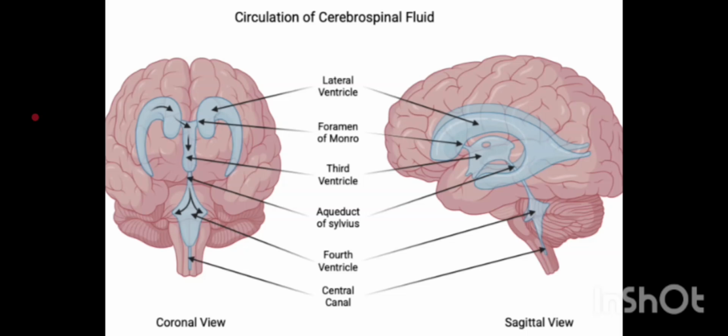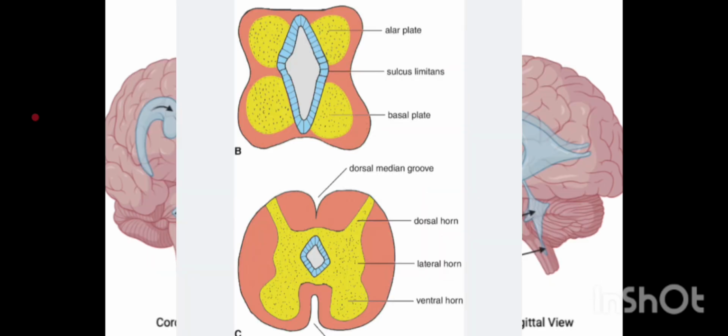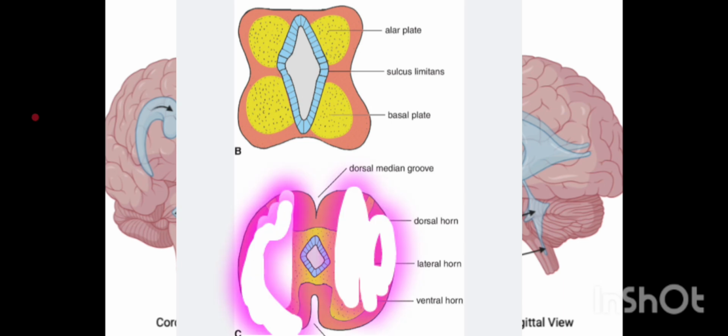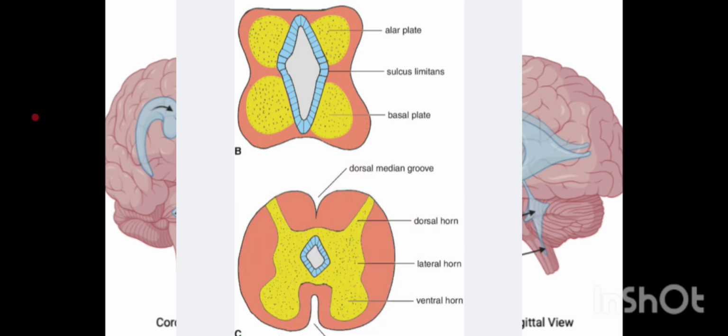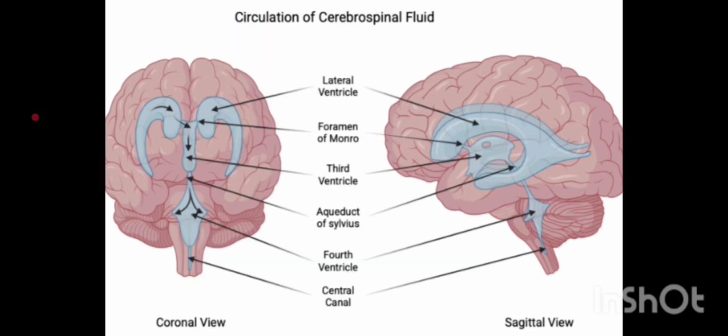So, first of all, let's discuss the cavities present in the brain. When a neural tube is formed, it has two parts: a central hollow canal, and its walls. The walls form the spinal cord and the mass of the brain, while the central hollow canal forms the central canal of the spinal cord as well as the cavities of the brain. The cavities of the brain include two lateral ventricles, a third ventricle, a fourth ventricle, as well as the subarachnoid space.